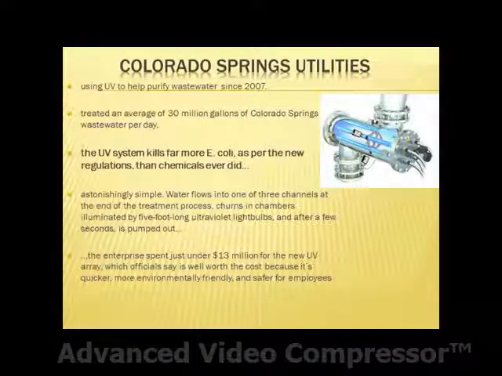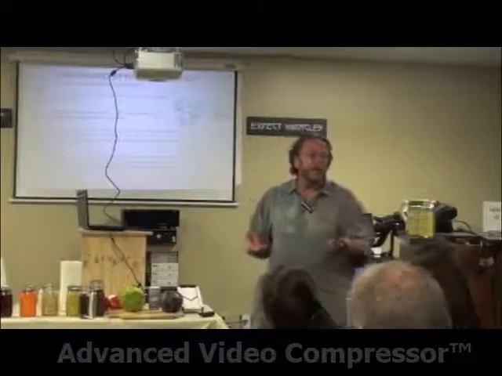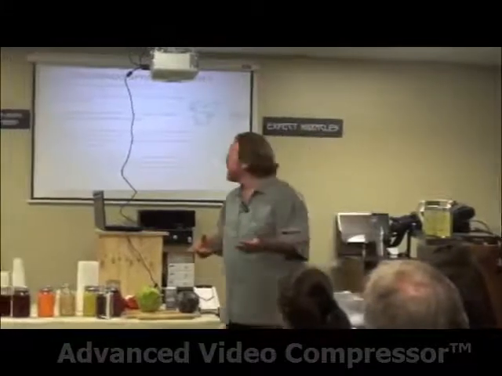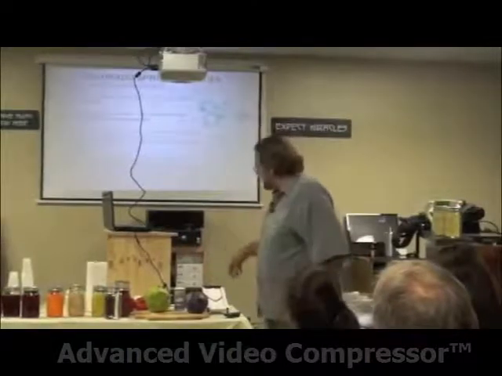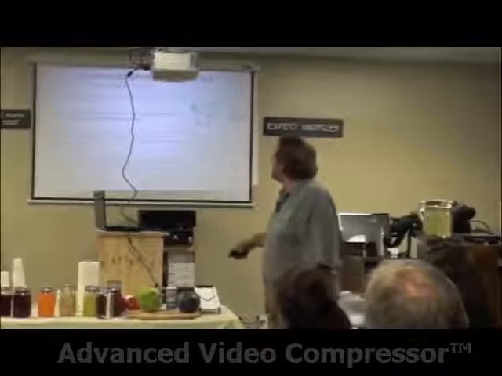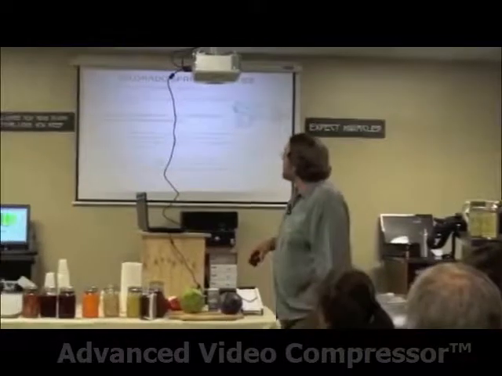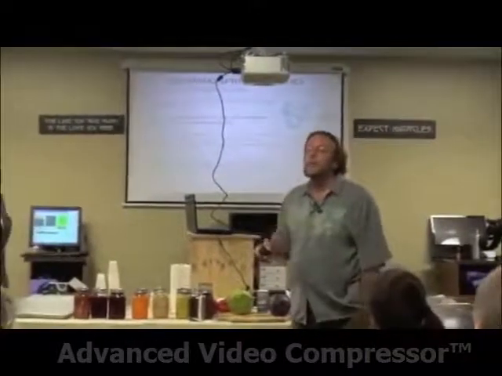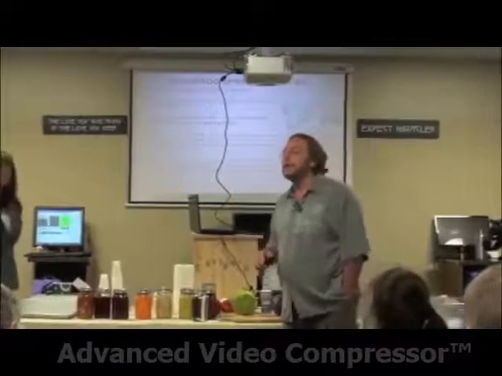Doesn't that sound like 2012 stuff? We have a laser beam, we're going to blast this. And it is. Ultraviolet light kills bacteria, kills E. coli, kills all the pathogens. And it's super fast. And I love the comment. It was $13 million for the ultraviolet light, but the officials say it was well worth the cost because it's quicker, more environmentally friendly, and safer for the employees.